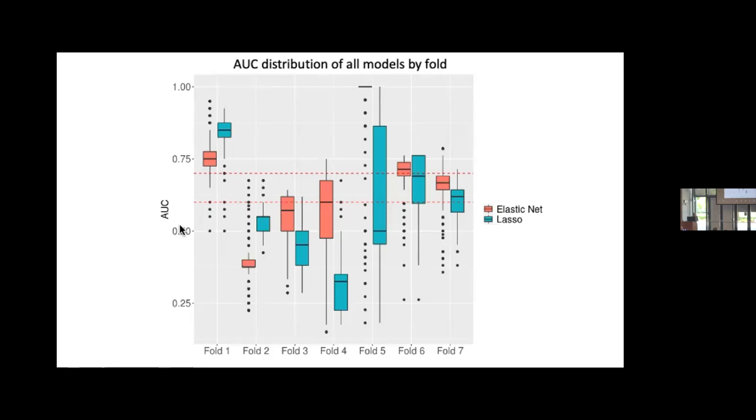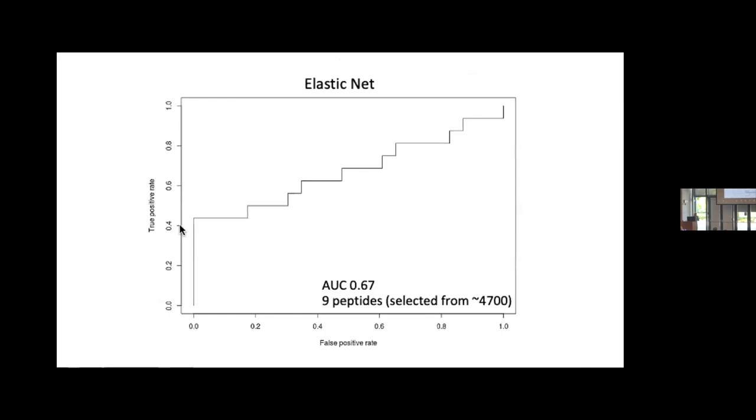And by that metric, the top dotted red line is an AUC of 0.7. The ElasticNet for most folds either got close to or was at 0.7, as opposed to the Lasso, which was a little bit more variable in its performance. So, when I went back and just made an ROC curve, I got an AUC of 0.67.